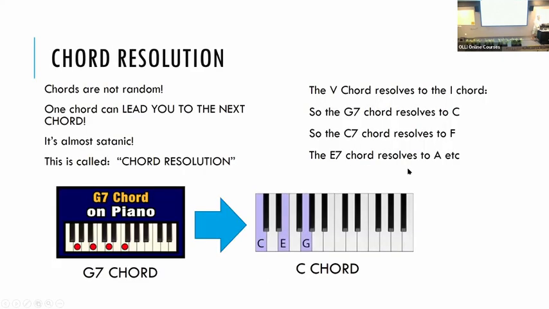Chord resolution, we talked about this last time. The seventh chord goes to the chord that's 4 notes higher. So G, A, B, okay, G, A, B, C is 4 notes higher than G. So the G7 chord resolves, it flows into the C chord. And you can do that for any key. So G7 resolves to the C, C7 resolves to the F, that's 4 notes up. E7 resolves to the A, E, F, G, A is 4 above.